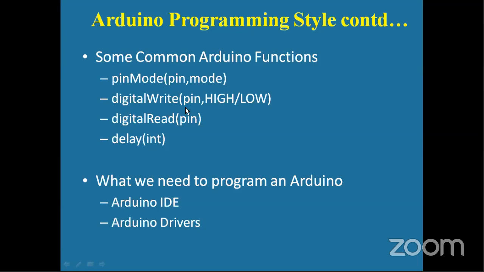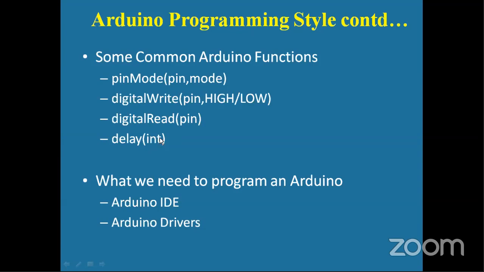Then digitalWrite. What is the syntax? It takes two things: the pin number, and what you want to put on it, a high signal or a low signal. So we write digitalWrite(8, HIGH), which means I want to put a high signal on pin number 8. The name of the function is digitalWrite, D small, W capital. Then you have digitalRead. DigitalRead is a function which we use for reading the status of a pin, whether it is high right now or low right now.